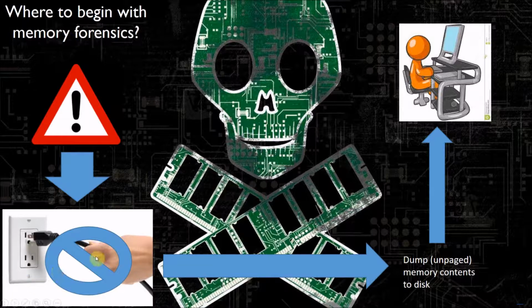Then, as soon as we don't unplug the plug, we're going to dump the unpaged memory contents to disk. And what I mean by unpaged is that virtual memory, which is how most computers deal with RAM, allows you to store some of the contents of RAM onto the disk for better utilization of the RAM. And because that little piece of memory is on disk and not RAM, we can't really dump it with today's tools. And then once we dump this memory, we're going to take that dump and we're going to analyze it here, denoted by this guy on the computer.